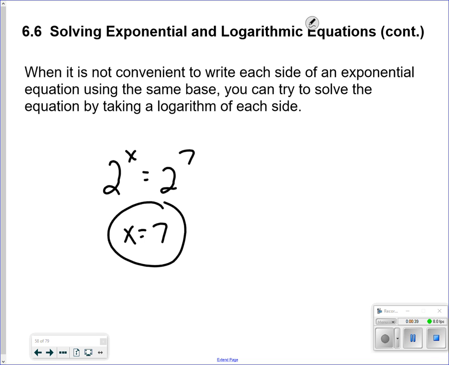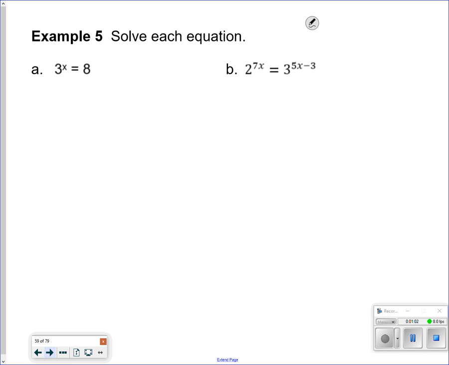But what happens if I have a situation in which I can't get the bases to be the same? It's impossible to get 3 and 5 to be the exact same base. So just like you've done a lot with equations, you have to do something to both sides of the equation, and you're going to take the log of each side of the equation. So 3 to the x is equal to 8. I can't get the bases to be the same, so I'm going to take a basic log of both sides of the equation.